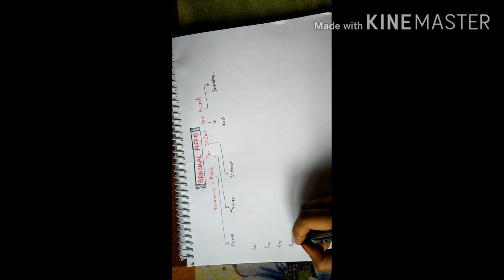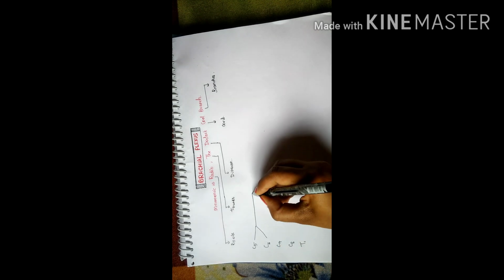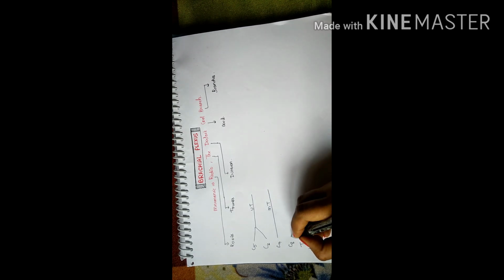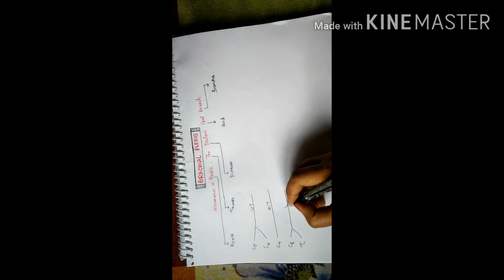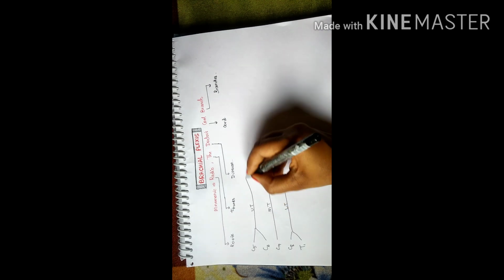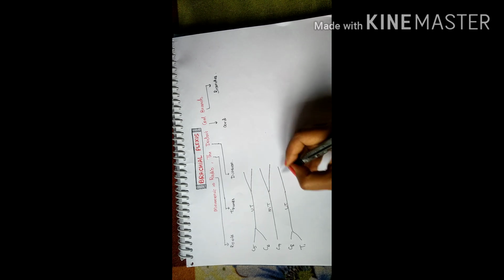The brachial plexus roots start from C5, C6, C7, C8 and T1. The C5 and C6 roots join to form the upper trunk. C7 continues as the middle trunk. C8 and T1 join to form the lower trunk. Now each of the trunks divides into divisions, that is anterior and posterior divisions.